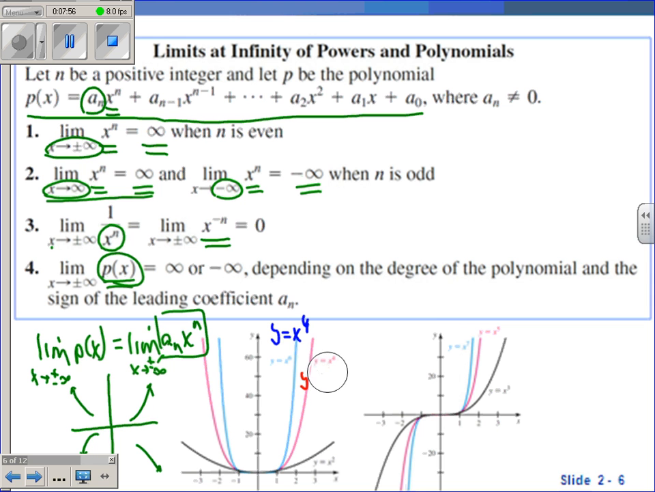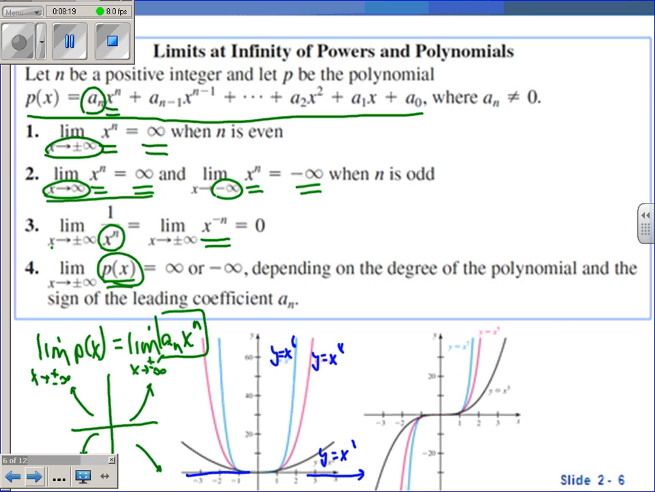Actually, I have the graphs. This is y equal x squared down here. This is y equal x to the fourth, and this is y equal x to the sixth. But they're all going to look pretty much the same. Always going to be all positive. Everything's above the x-axis, and as the x is getting larger and larger this way, the y's are always going toward infinity.